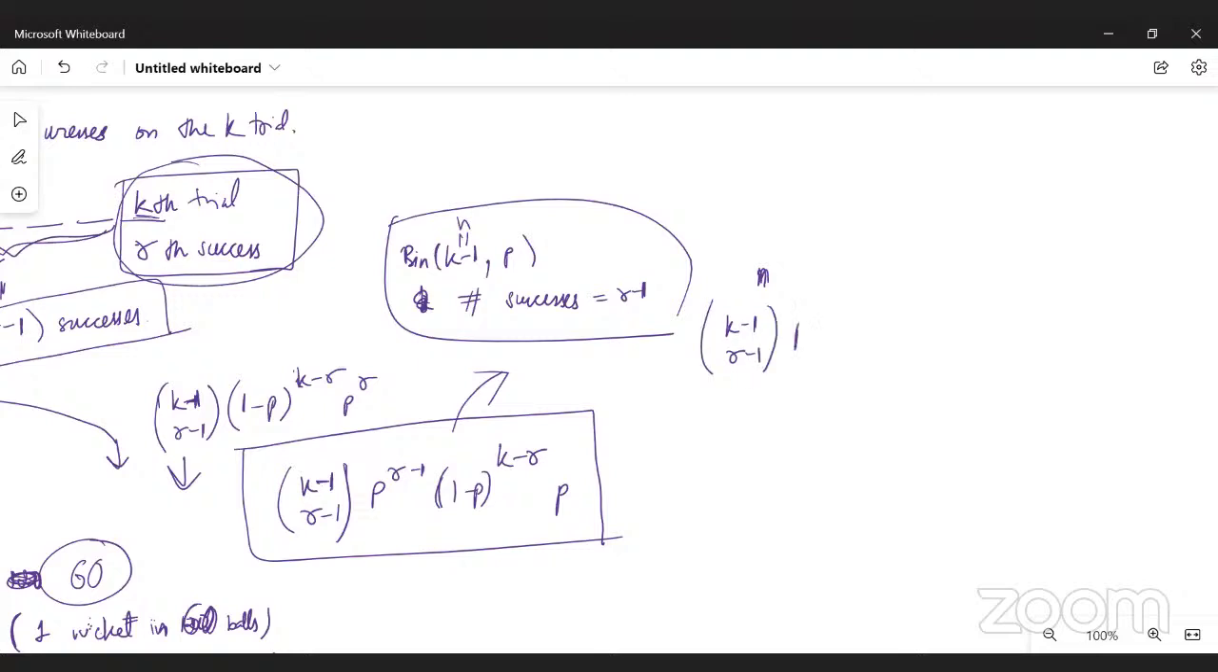So n choose K, P to the power K. So what is K in binomial? It is the number of successes. In this case, the number of successes is R minus 1. So P to the power R minus 1 into 1 minus P to the power n minus K. n was the total number of trials, so in this case it is K minus 1 minus the number of successes, so K minus 1 minus (R minus 1), which is K minus R plus 1... into P. Okay, I got it. Thank you, ma'am.